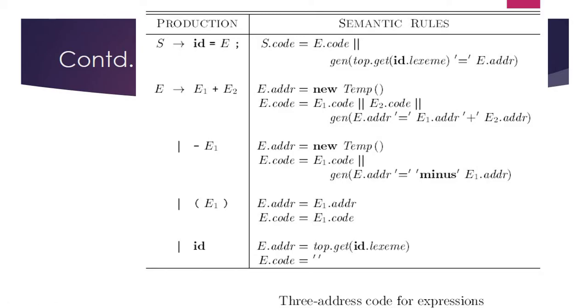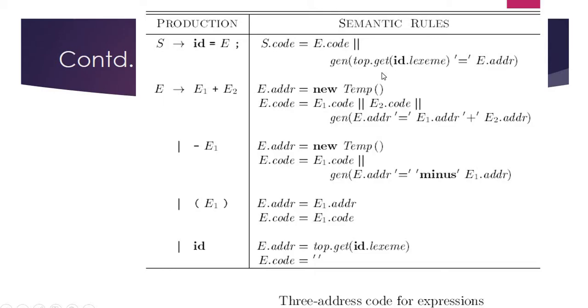So here we need to generate the 3 address code for the statement. S refers to statement. So to generate the 3 address code for statement S, first we should know what the 3 address code for the expression E is. So that's why first we'll consider the 3 address code for E. Then after that, the ID details we have to get from the symbol table. That's why top.get(id.lexeme) is used.